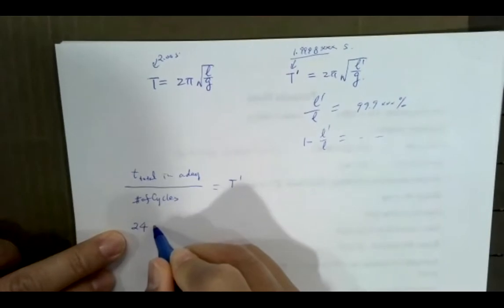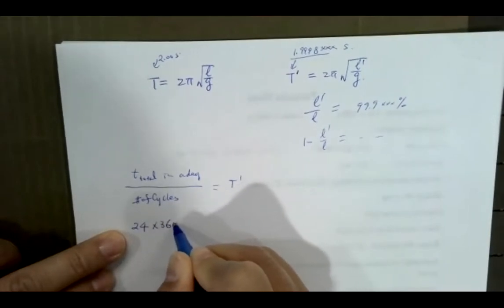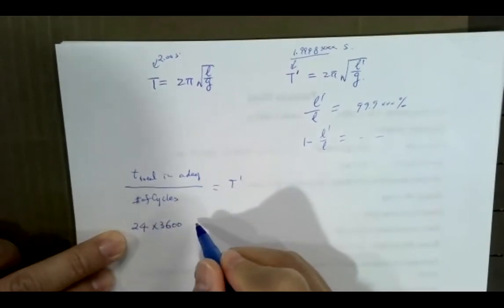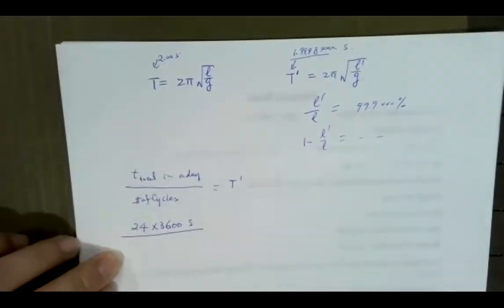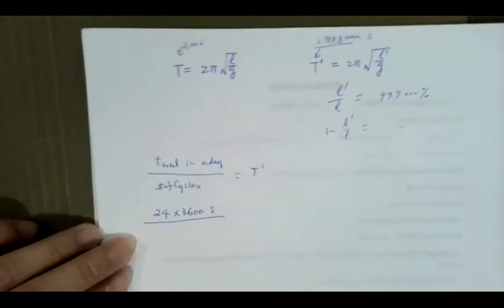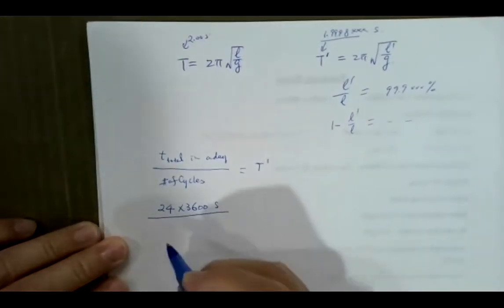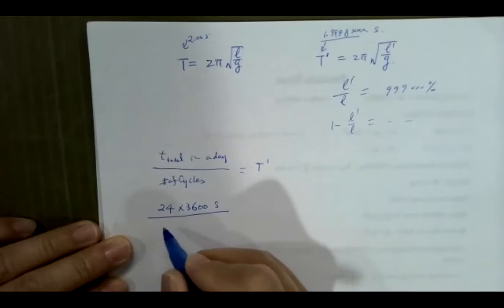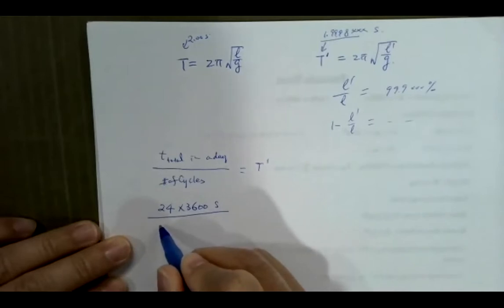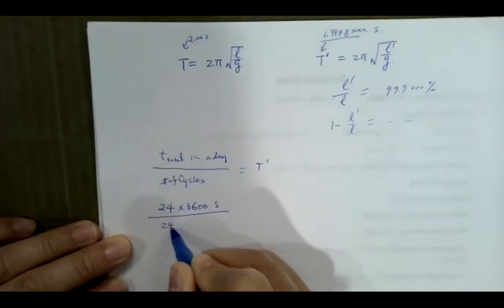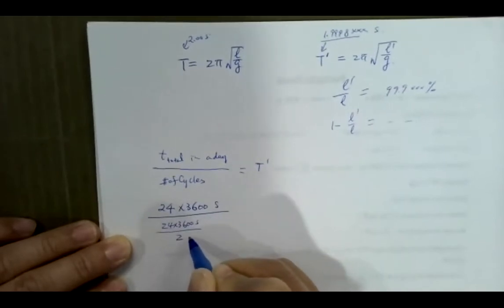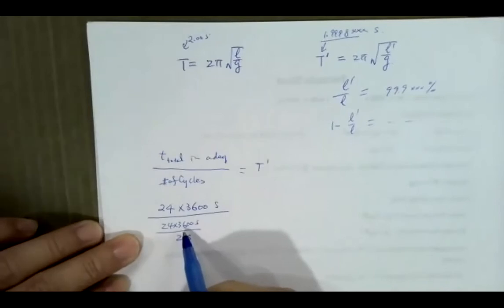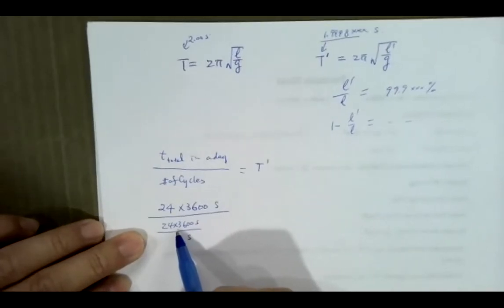So there are 24 hours. Each hour has 3,600 seconds. So that's how much time in seconds for a day. Number of cycles, all right? So the number of cycles here should be 24 times 3,600 seconds, divided by 2 seconds. So this is the ideal clock, the number of cycles that it will have.